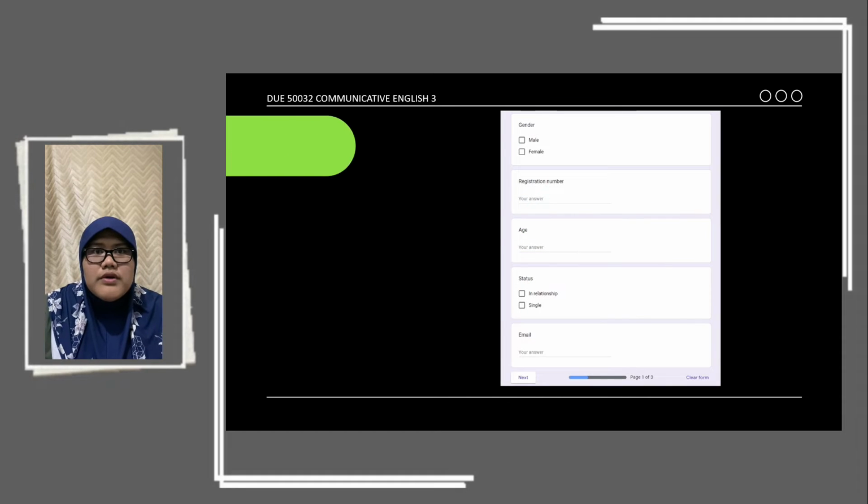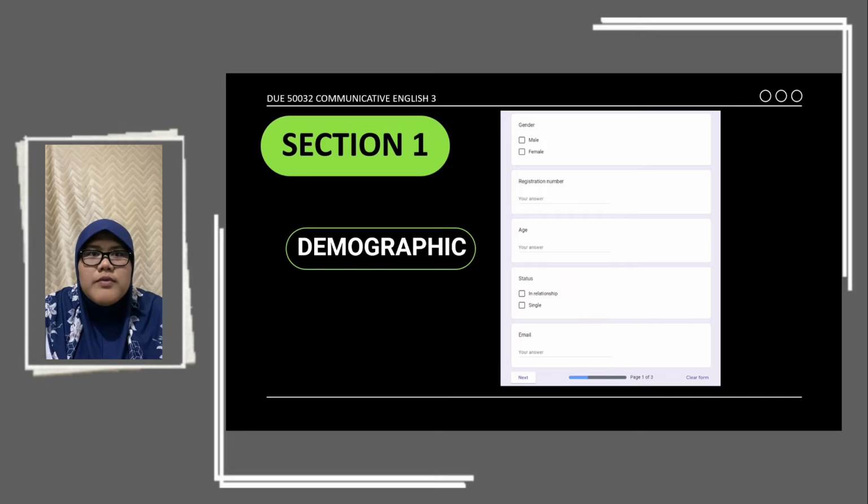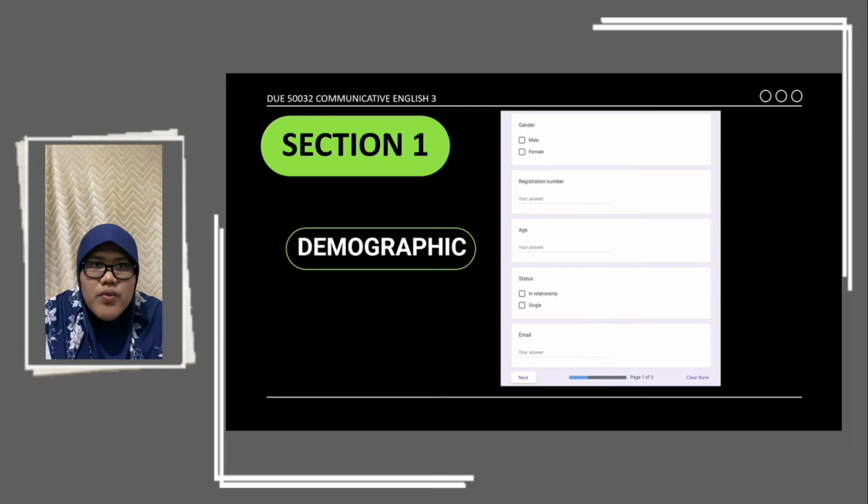Start with section 1, which is demographic. I will explain the meaning of it. Demographic is information that allows you to know certain background characteristics of an audience, whether by their age, race, income, work situation, and many more. Based on our demographic questions, they asked about gender, registration number, age, status, which is divided into in a relationship or single. And the last question requires the students to put in their email. Through that, we can easily collect these types of information.